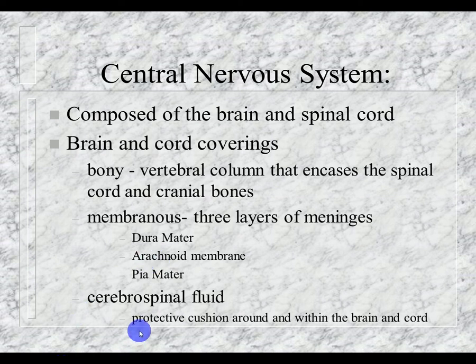Your cerebrospinal fluid provides a protective cushion around and within the brain and spinal cord. We know it's clear and colorless. It has a specific gravity of 1.007. And a typical amount of cerebrospinal fluid would be 135 to 150 mL.